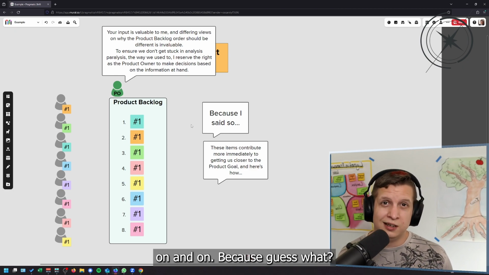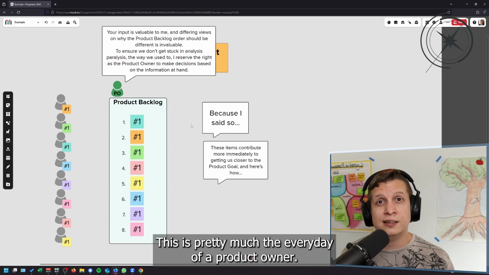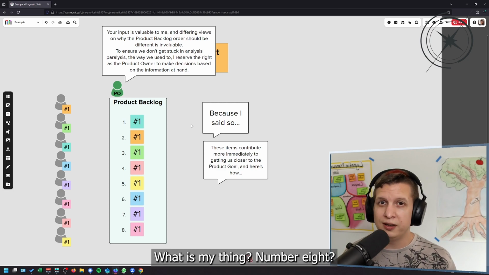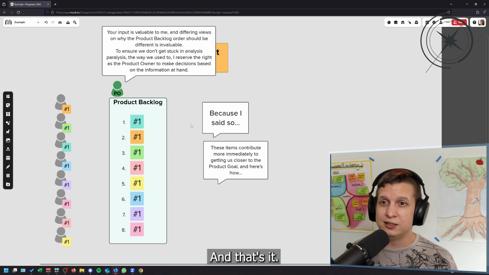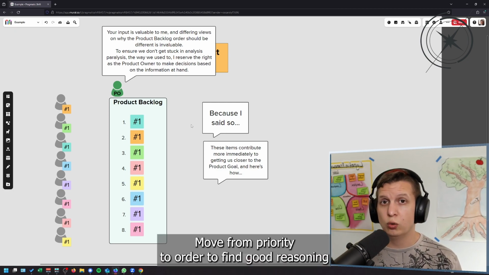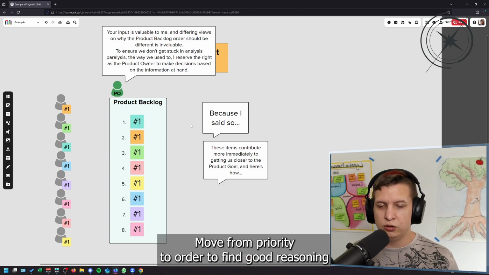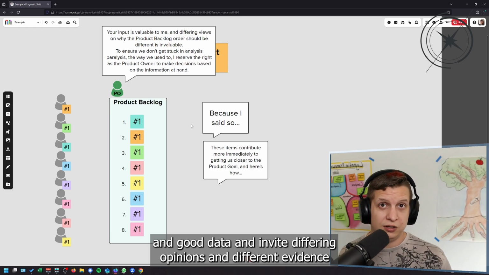Because guess what? This is not going to be a one-time conversation. This is pretty much the everyday of a product owner. Why is my thing number 8? Why is their thing number 1? And that's it. So, make it visual, move from priority to order, and find good reasoning and good data, and invite differing opinions and differing evidence.